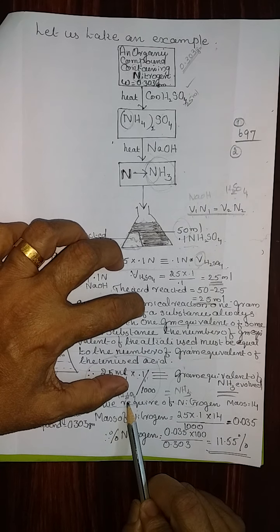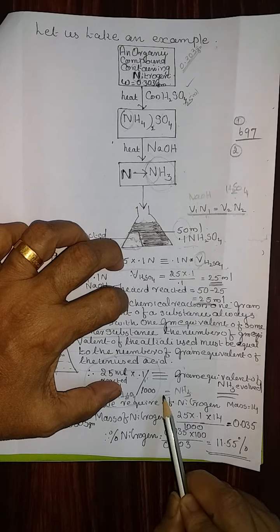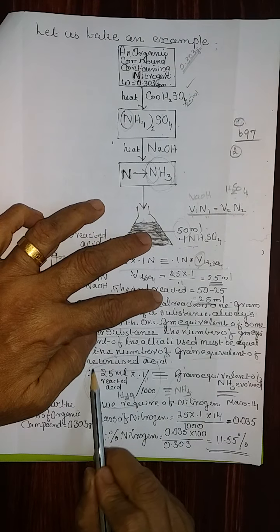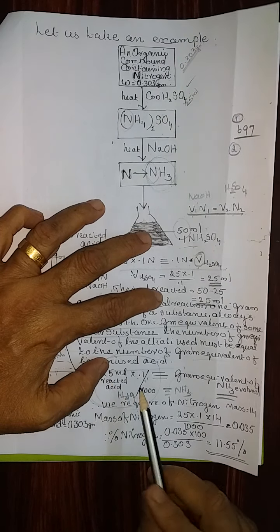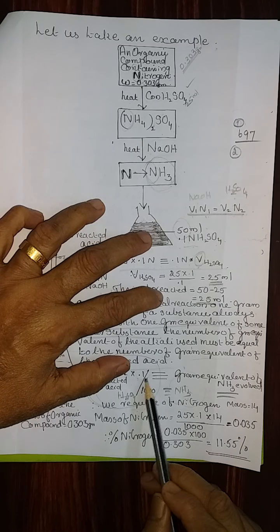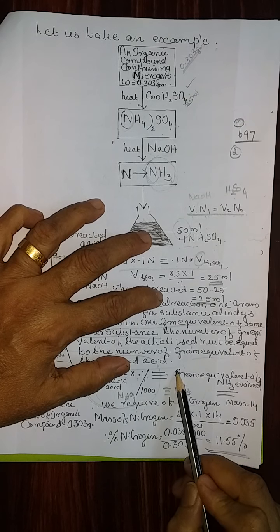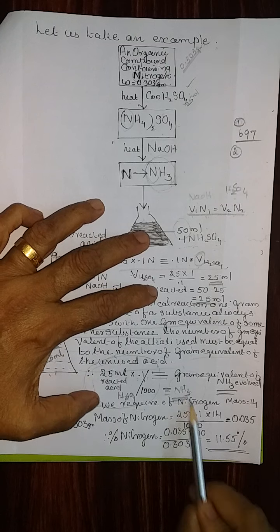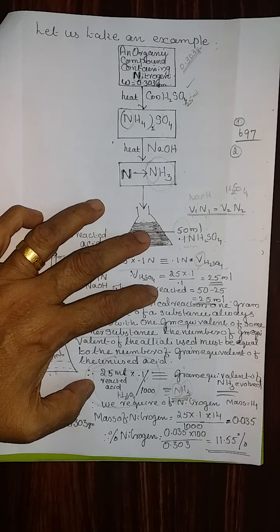But we can make use of this sulfuric acid equivalent. We can find it out since it is equivalent to ammonia. Whatever value you get calculated from this, that is 25 ml of sulfuric acid into 0.1 normal sulfuric acid per liter, gives you the number of gram equivalents of ammonia. Therefore, we don't require ammonia, we require only nitrogen.